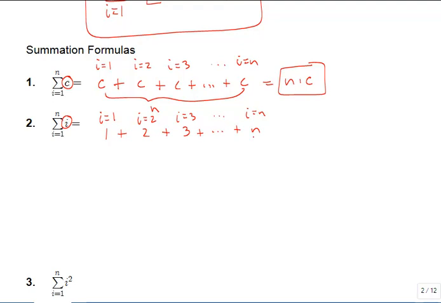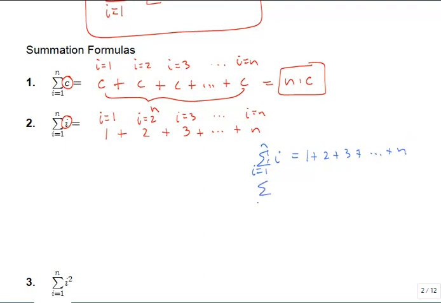So this is just the sum of the integers from 1 to n. I'm going to give you a formula for this. We're actually going to derive it, and I'll do my derivation over here on the side in a slightly different kind of proof. So the sum of i from 1 to n is 1 plus 2 plus 3 all the way up to n.